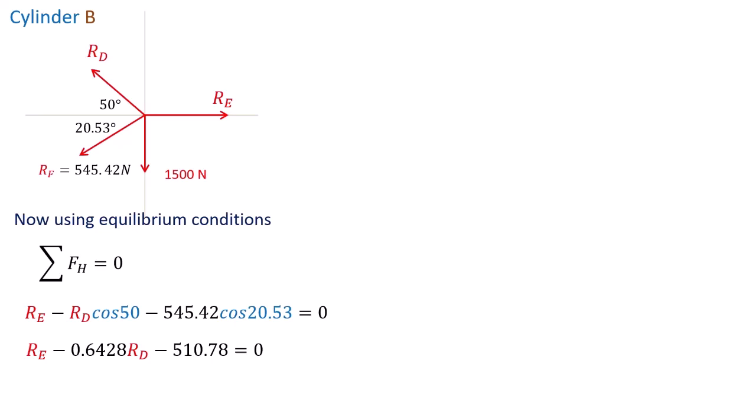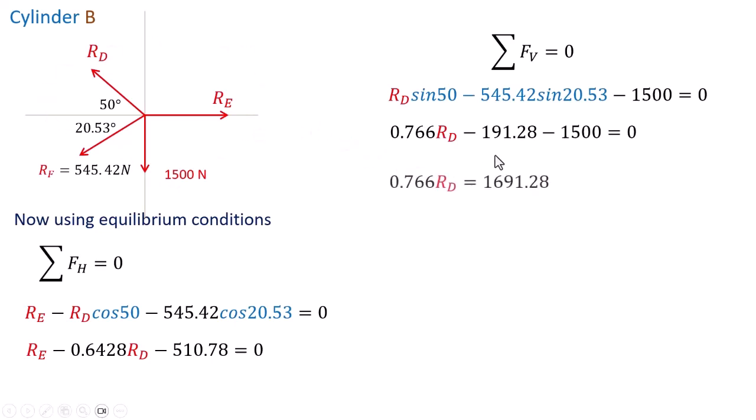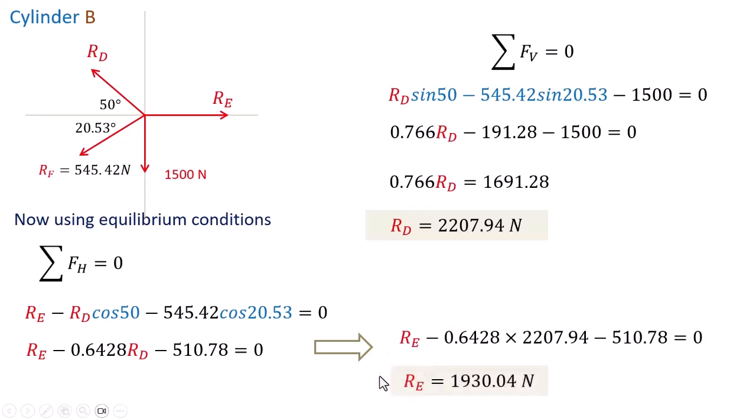Now use the second equation of equilibrium, that is, summation of vertical forces equal to 0. And we have to write this equation here. Just look at here. We can write it by referring to this diagram, input the values, then we will get the value of RD in Newtons. Now back substitute this RD value in the previous equation. Then we will get the RE value. Just look at here. After solving, we get the RE value. Okay, that's it. These are the final answers.